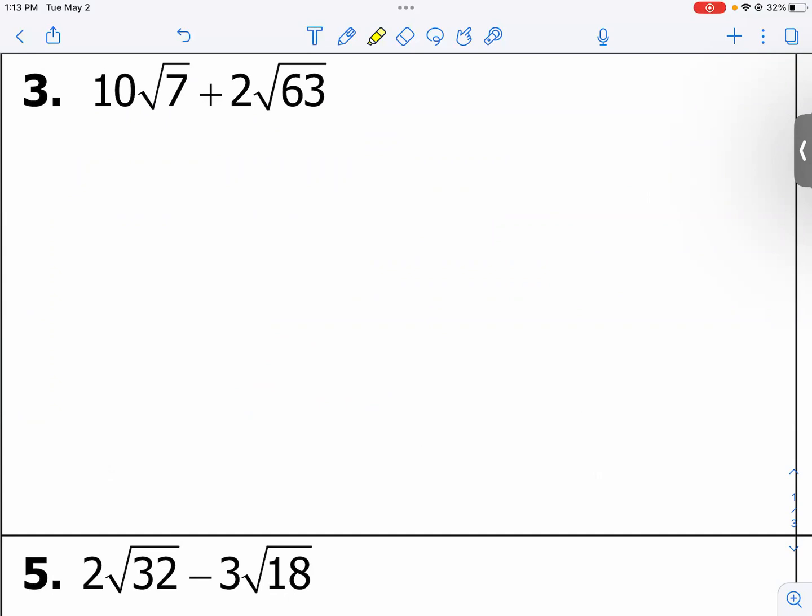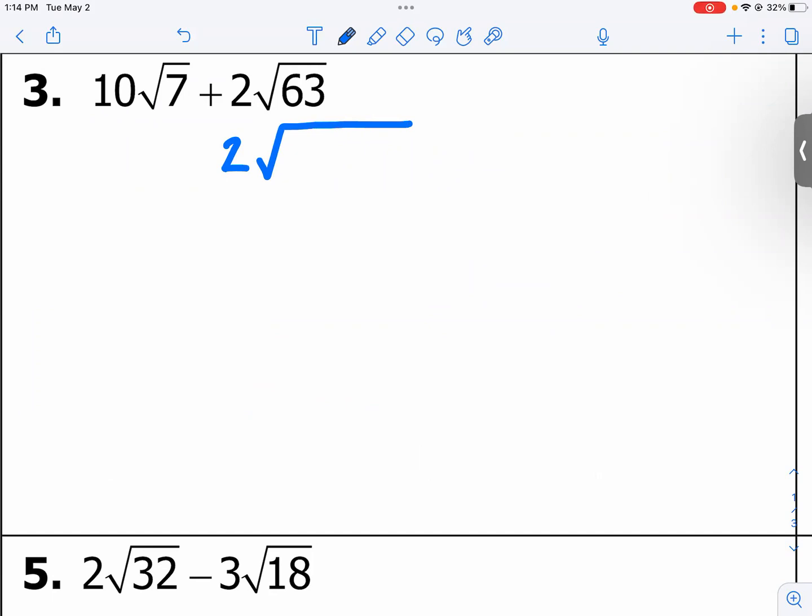Yes or no? Radical 7 is simplified. Yes. Maybe. 7 is a prime number. Radical 7 is simplified. Yes or no? Radical 63 is simplified. No. Okay. So what we need to do is we need to take radical 63, and we need to simplify it.